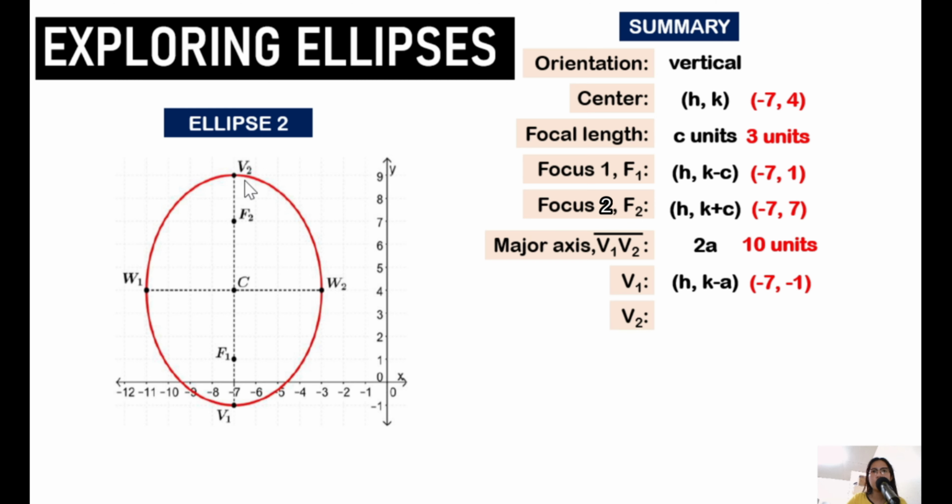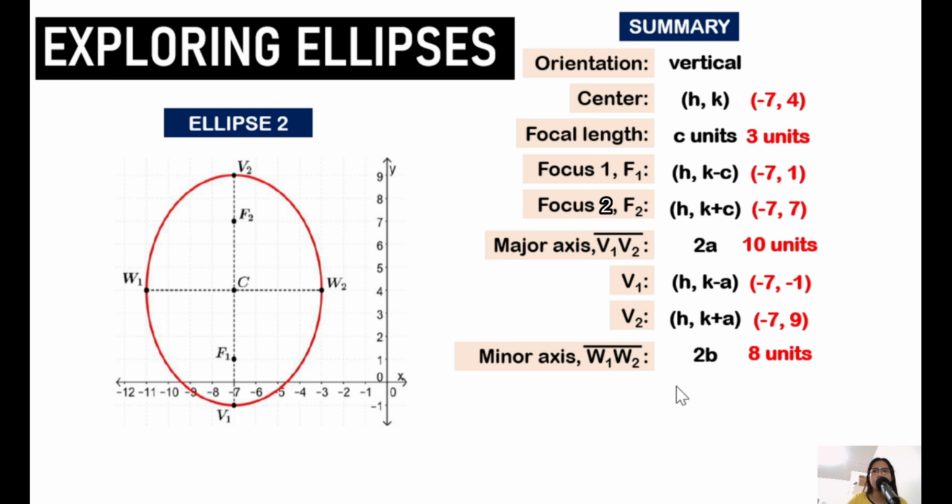Our V2 is up here, as we see in the graph, that's negative 7, 9. Okay, 9. So H, K plus A, right? Negative 7, and K, 4 plus A which is 5, that's 9. Next, minor axis. The length of the minor axis is 2B. So, count from center to W2 or center to W1. 1, 2, 3, 4. So, 4 times 2, that's 8 units.